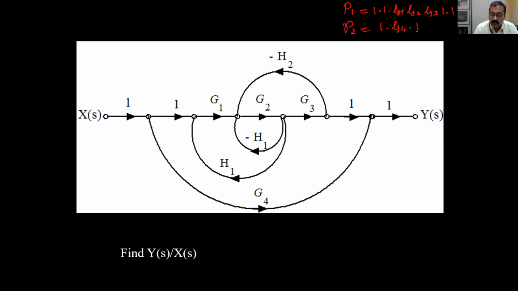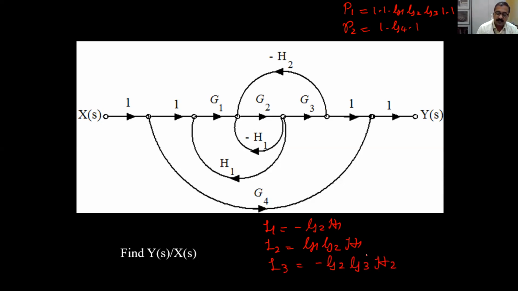Now what next? We have to identify the loop gains. L1, the first loop, is G2 times minus H1, so minus G2 H1. Any other loops? Yes, G1 G2 with plus H1, so L2 is G1 G2 H1. Any other loop? G2 G3 with minus H2. Correct, L3 is minus G2 G3 H2. Do we have any other loops here?